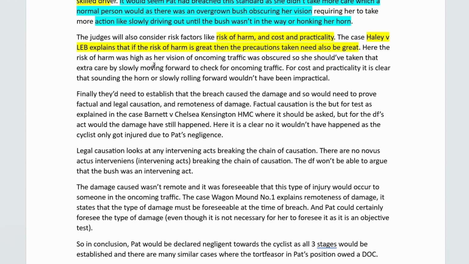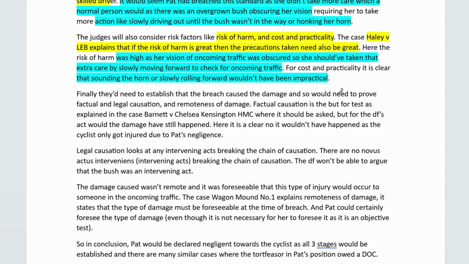Here the risk of harm was high as her vision of oncoming traffic was obscured, so she should have taken the extra care by slowly moving forward to check for oncoming traffic. That is AO2. And then for cost and practicality, it is clear that sounding the horn of the car and moving forward wouldn't have been impractical. That's another part of AO2.